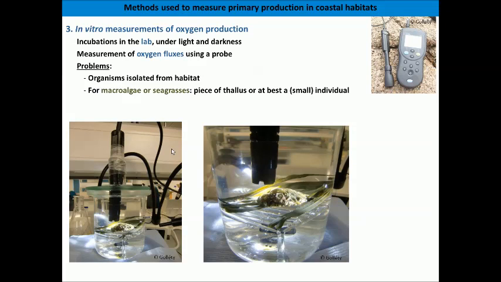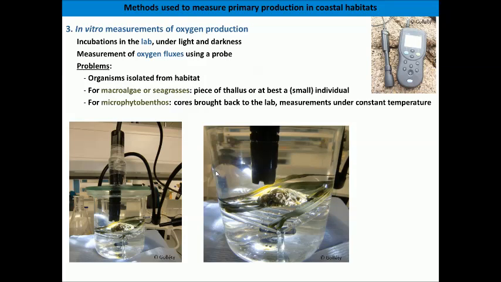And this is illustrated here in this small incubating chamber where a piece of macroalgae has been placed in it. For Microphytobenthos, it is, again, a bit better in that you can bring cores back to the lab, thus making measurements on the whole community, but you still are constrained by a few conditions, such as measuring under constant temperature. Another issue is that you have to convert your oxygen production to carbon production. This is done using photosynthetic quotients that are based on the literature, and little knowledge is available on how they are valid from one organism to the other.